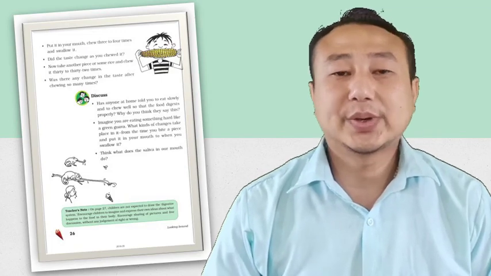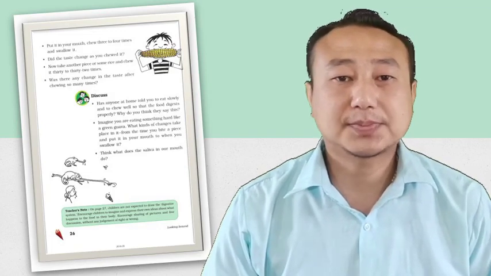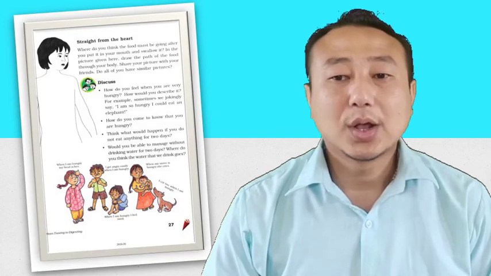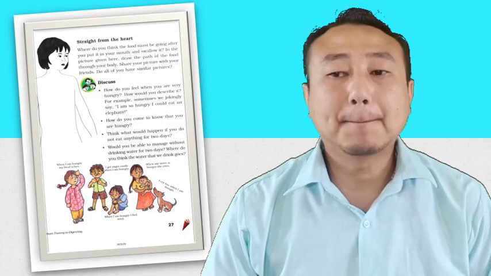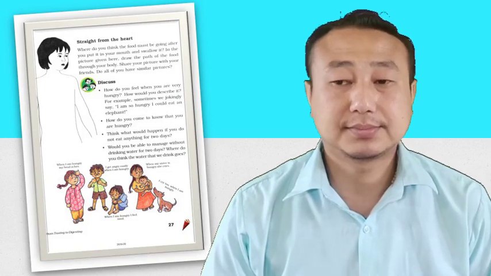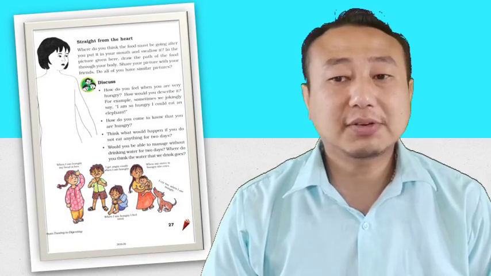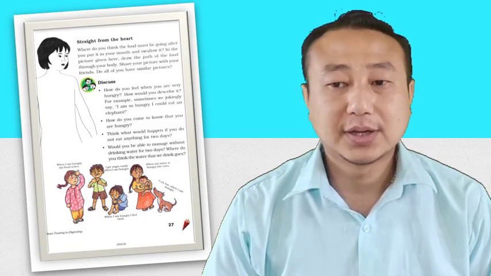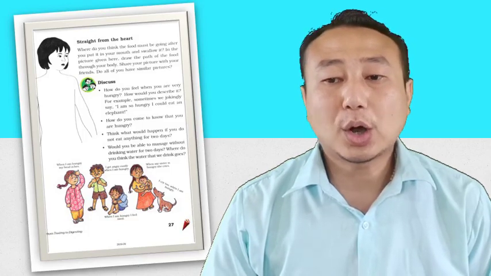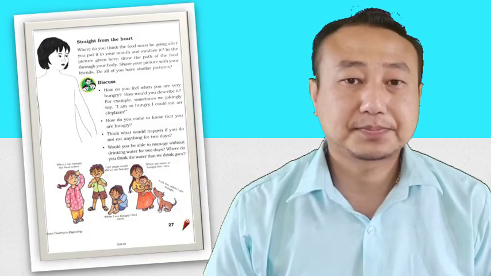Now, let's continue with the next topic present in the next page. Straight from the heart. Where do you think the food must be going after you put it in your mouth and swallow it? In the picture given here, draw the path of the food through your body. Share your picture with your friend. Do all of you have similar pictures?